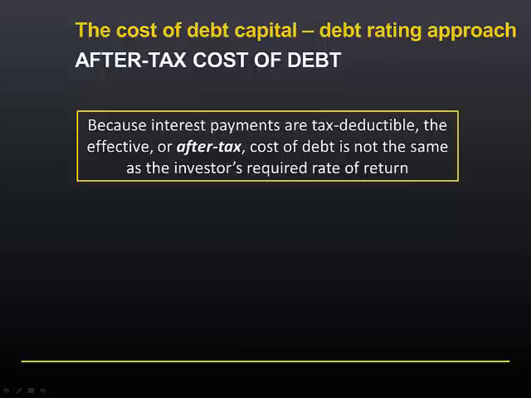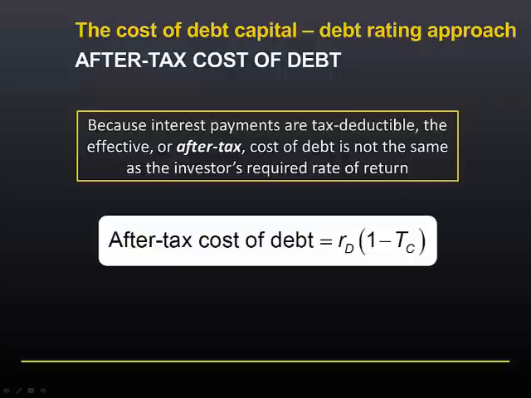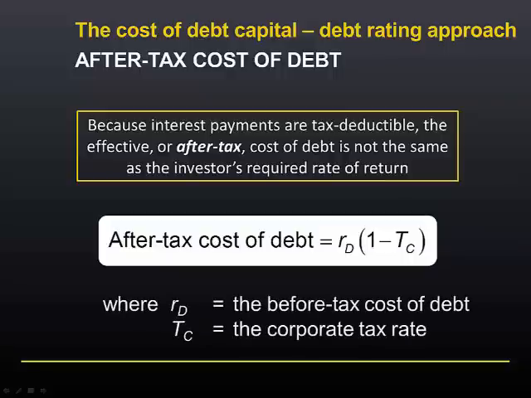There's one final issue we need to deal with. Because interest payments are tax deductible, the effective or after-tax cost of debt is not the same as the investor's required rate of return. The Australian Taxation Office allows firms to reduce their taxable income by the cost of debt or interest payments that have been made. This is the formula to calculate the after-tax cost of debt, where RD is the before-tax cost of debt and TC is the corporate tax rate. For example, if the tax rate was 25%, the after-tax cost of debt would be 75% of the before-tax cost of debt.